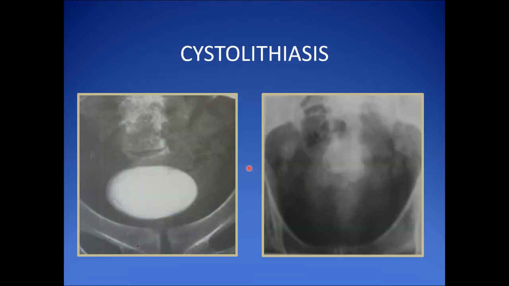Sometimes we could see an ovoid, high density focus here in the pelvic region, an egg-shaped calcific density representing stones within the urinary bladder, or cystolithiasis. Sometimes, cystolithiasis will appear as this irregularly shaped, faint calcific density in the pelvic area.